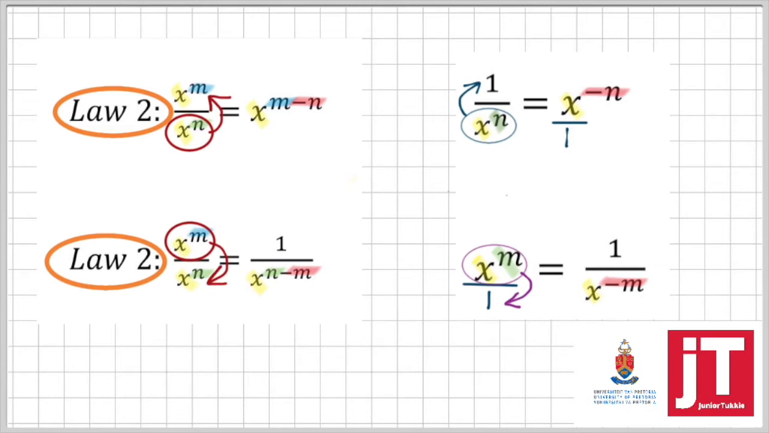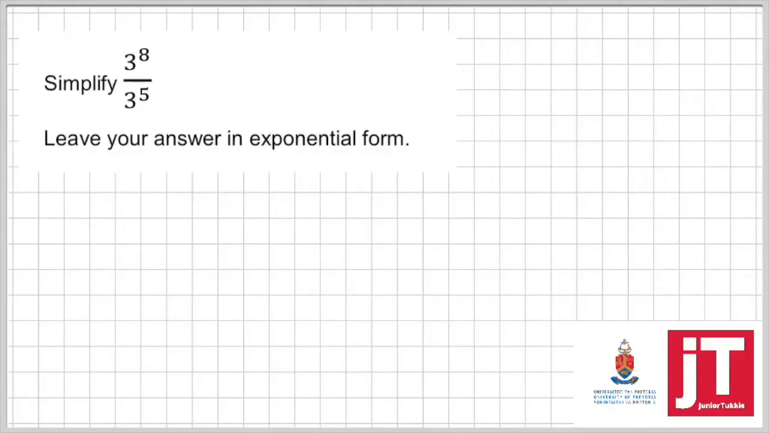Both of these are different versions of law number 2, and we will now look at a few problems in which we will apply this law. The first problem says, simplify 3 to the power of 8 divided by 3 to the power of 5. Leave your answer in exponential form. This simply means that you should not use your calculator, and instead you should make use of the exponent rules and show all of your workings.